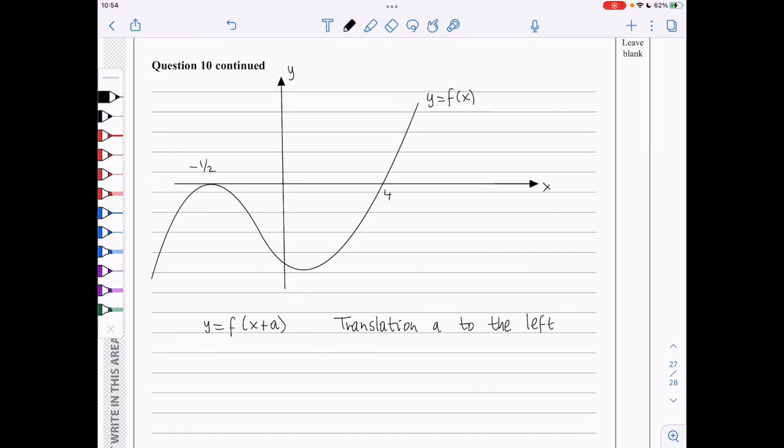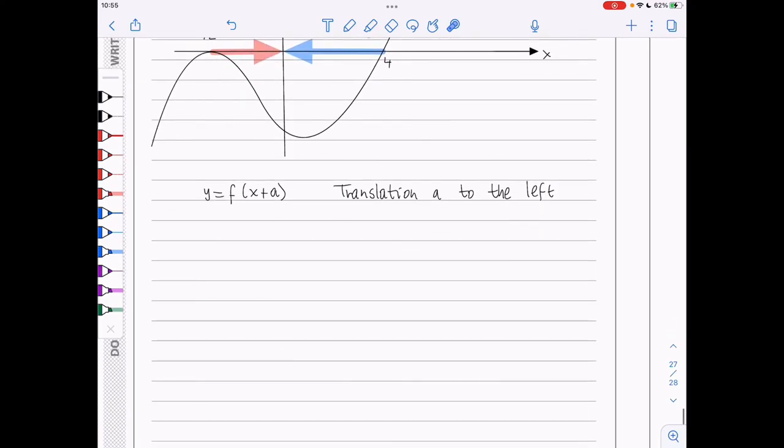So if we translate a to the left and we want this curve to pass through the origin, there are actually two possibilities. It's either I have translated 4 units to the left, so a is 4, or I have actually moved a half to the right, which means that a is minus a half. So once more, I have either moved to the left 4 units, so a is 4, or I have moved a half to the right, so a is minus a half, which leads to a is 4 or a is minus a half.